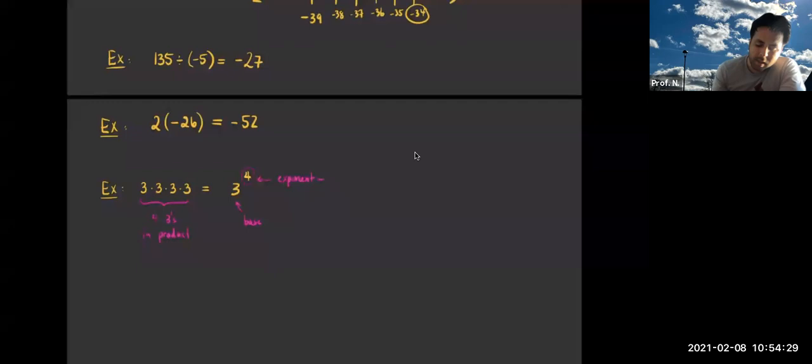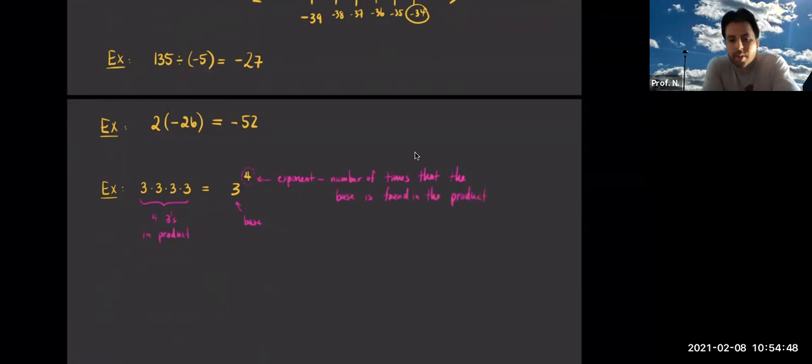So this is the number of times that the base is found in the product. So you're multiplying 3 times 3 times 3 times 3. You see 4 3s when you multiply. So it's exponentiation. An exponent is a way to represent repeated multiplication. So just make a little note of that.